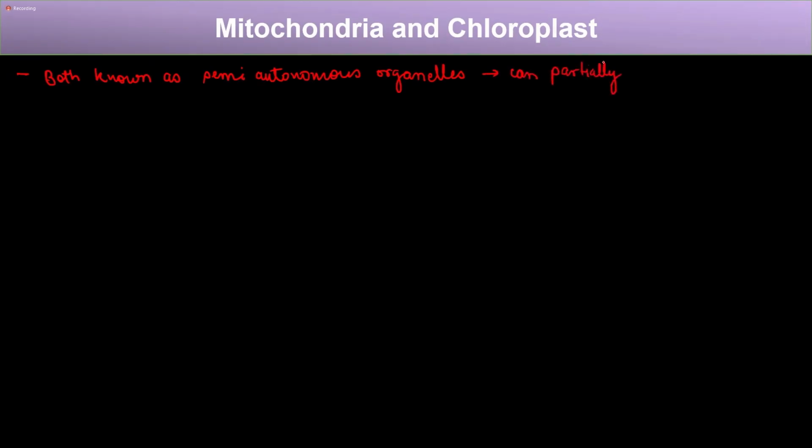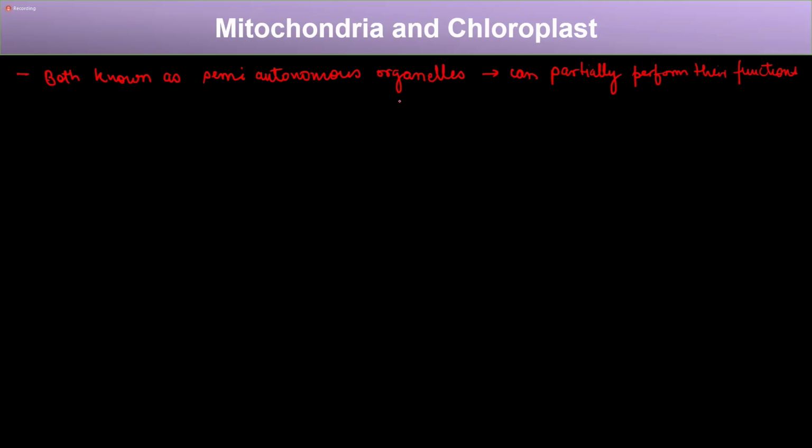Okay. So they do not need to be dependent on the nucleus entirely, because nucleus contains genetic material, right? And that governs what a cell has to do. But mitochondria and chloroplast do not depend entirely on the nucleus. They can by themselves perform their function partially. Okay, and because of this, they are known as semi-autonomous organelles.